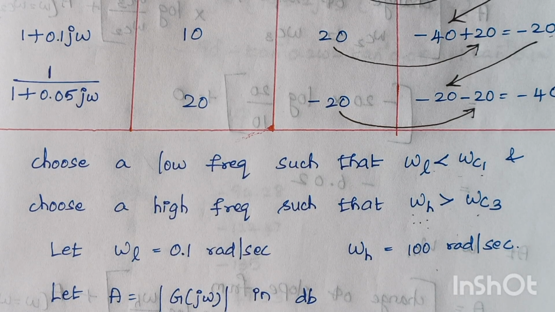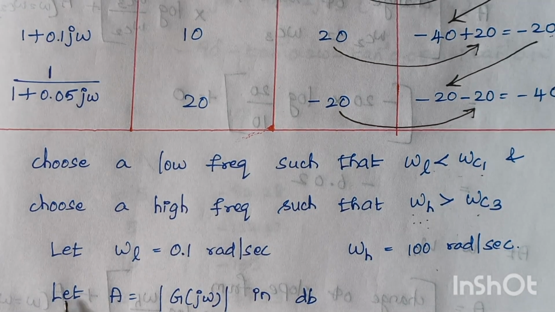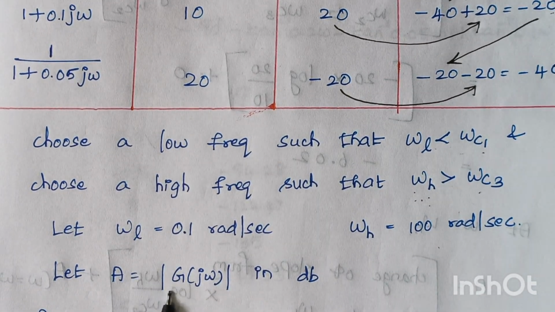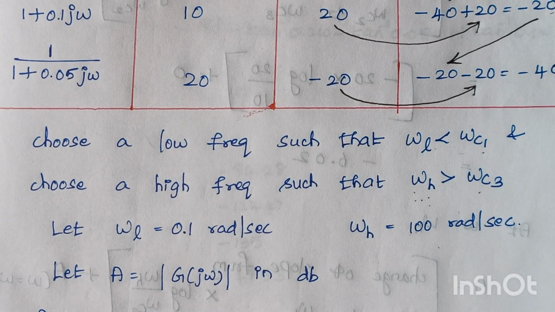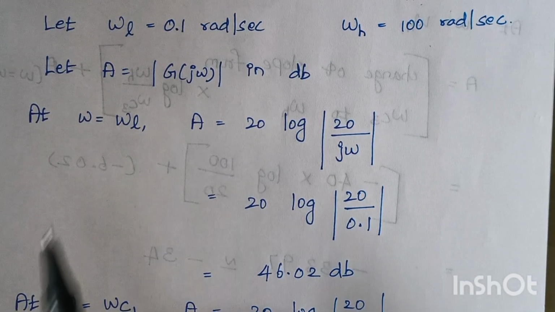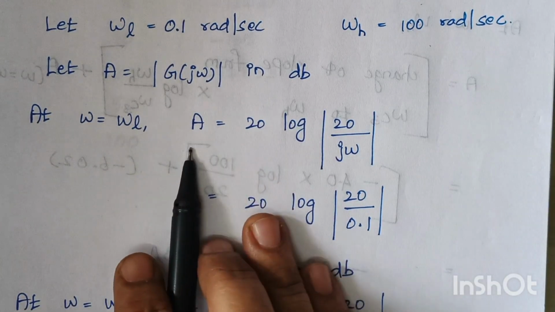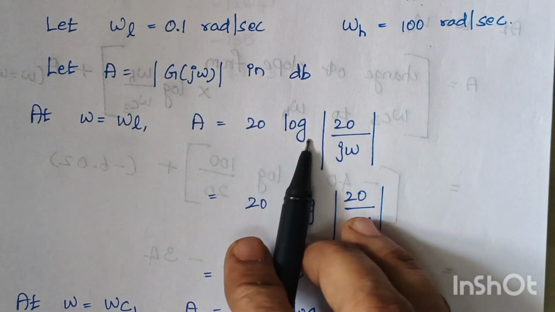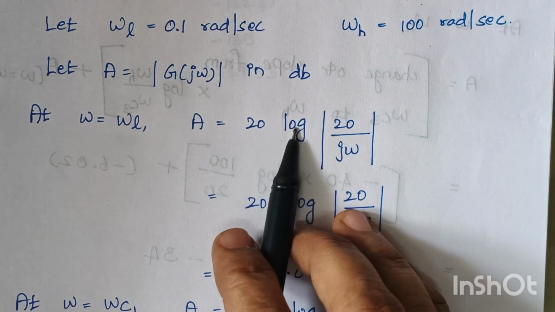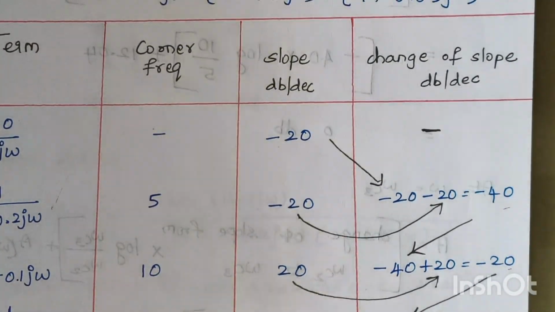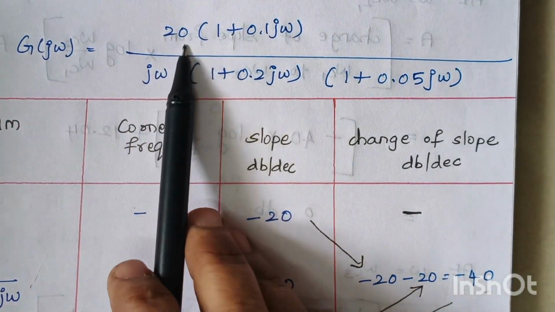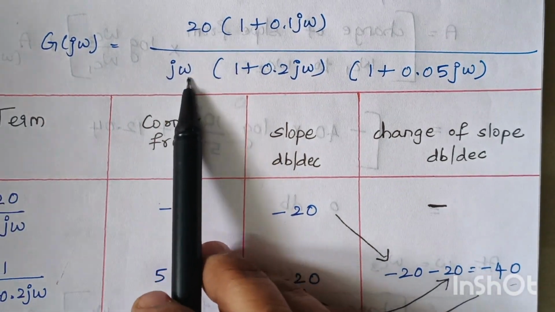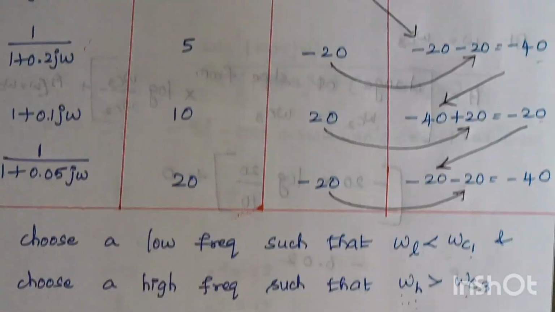Now we are going to find the magnitude for all these frequencies. So here we are representing the magnitude as A. So A is nothing but mod of j omega in dB, that is in decibel. So at omega equal to omega L, the magnitude in dB is given by 20 log, and the initial value of magnitude is given by the constant with the individual s, right? So here when you observe the problem, we have the constant as 20 and the individual j omega term. So just substitute the values here.